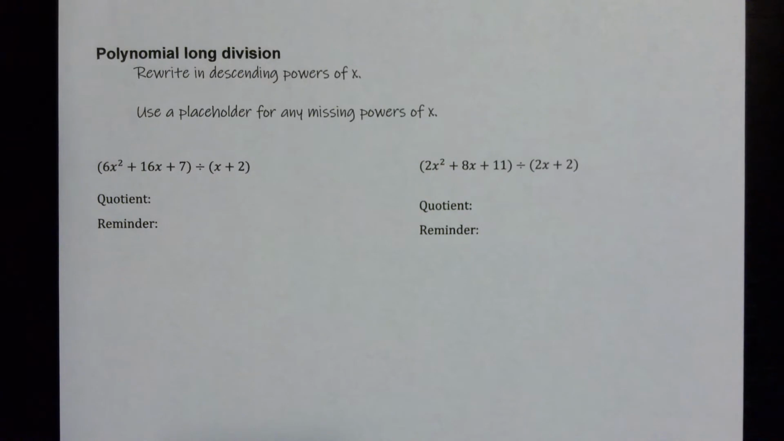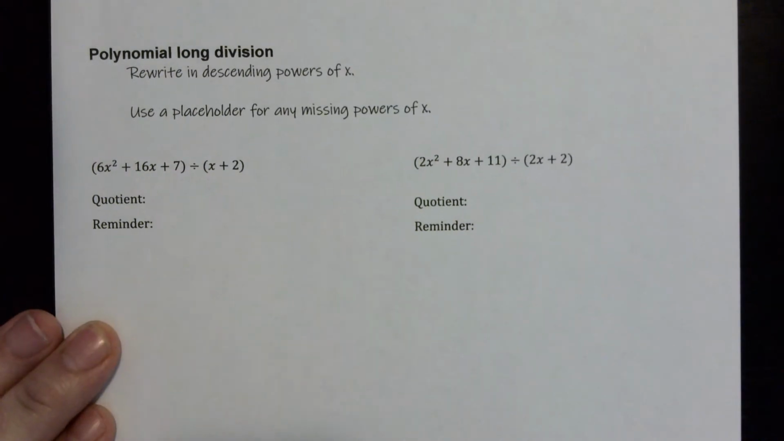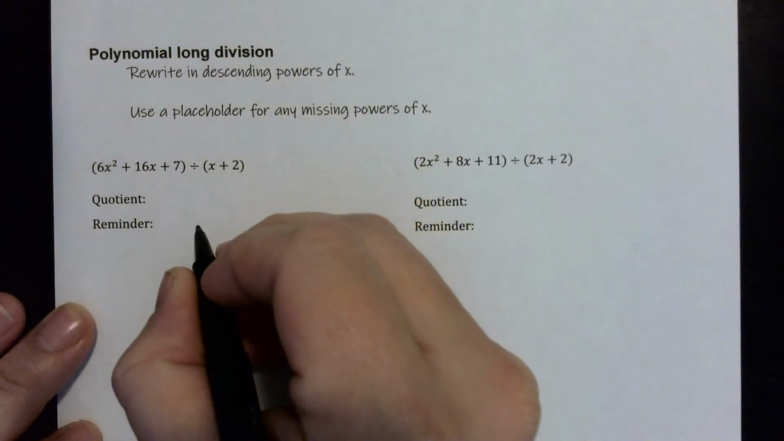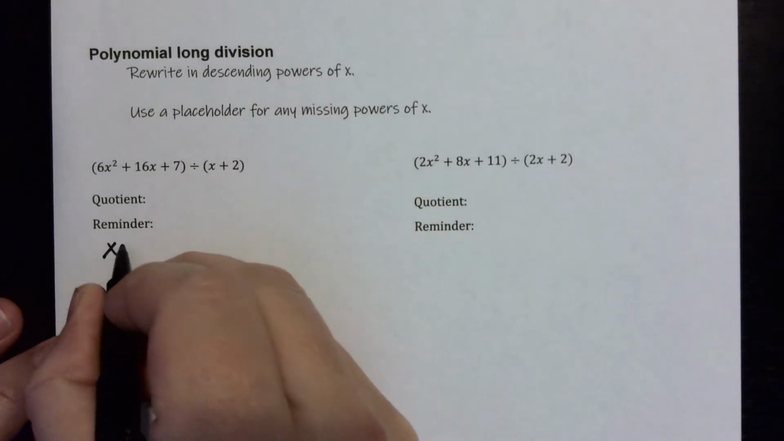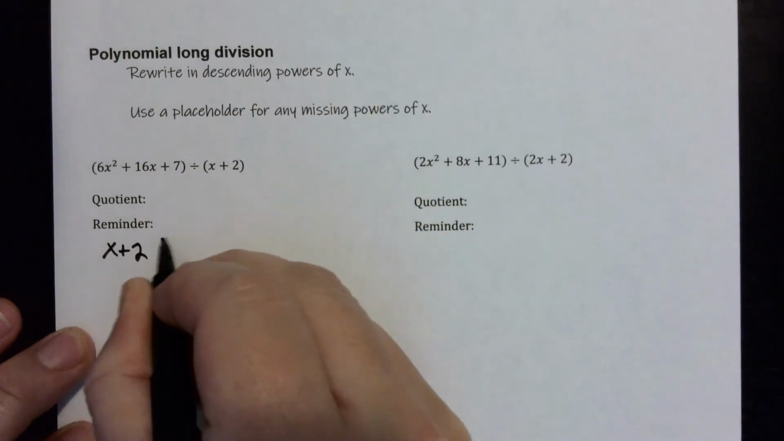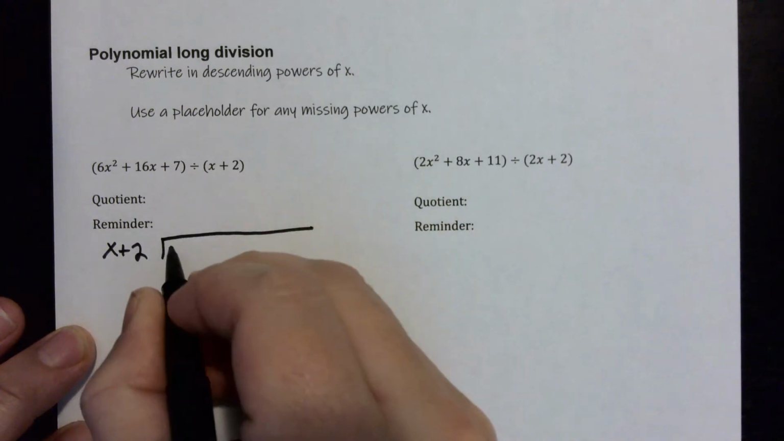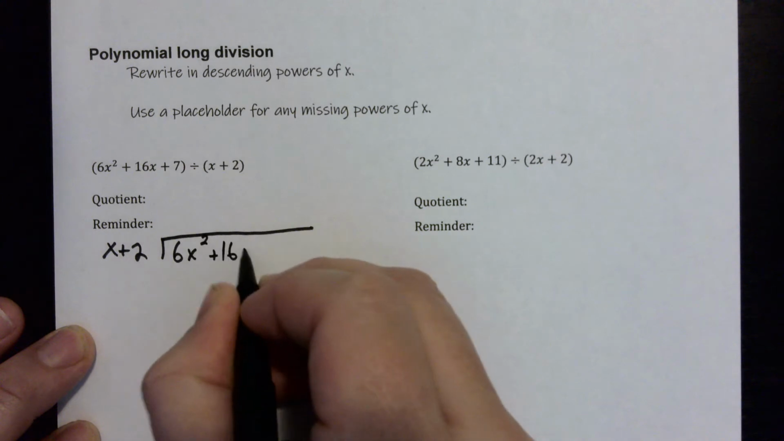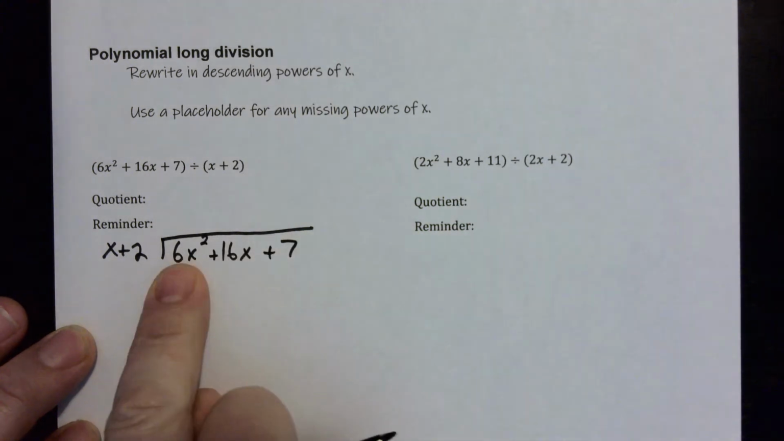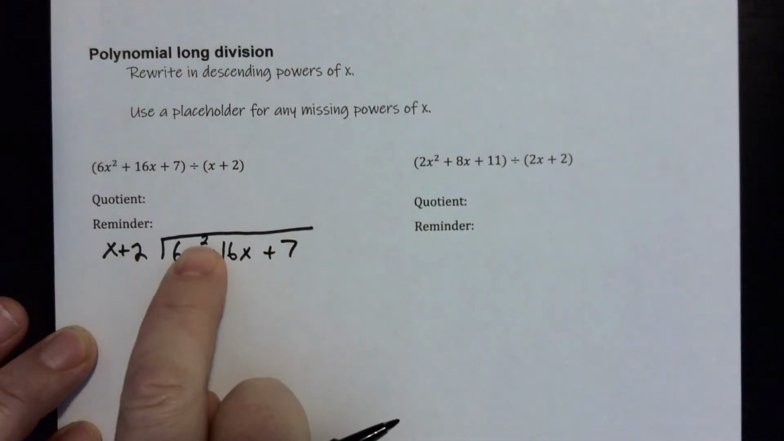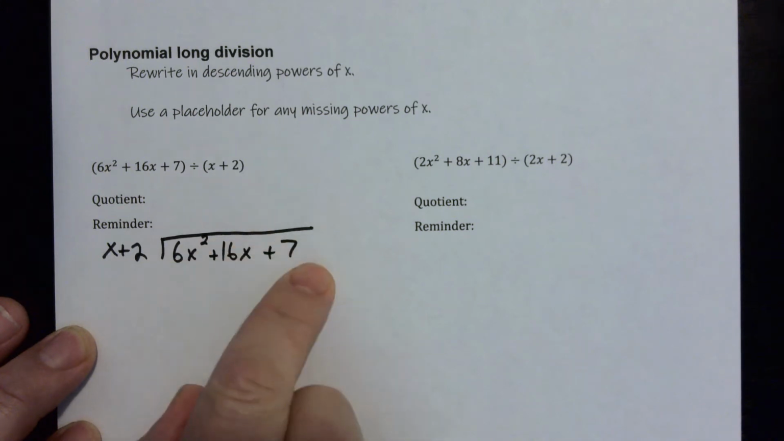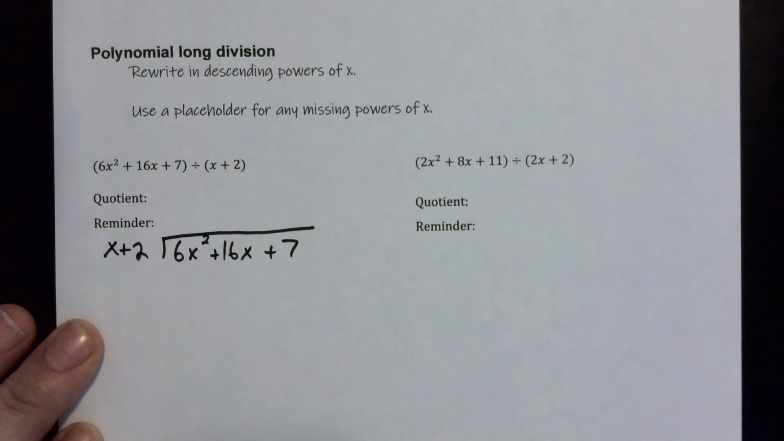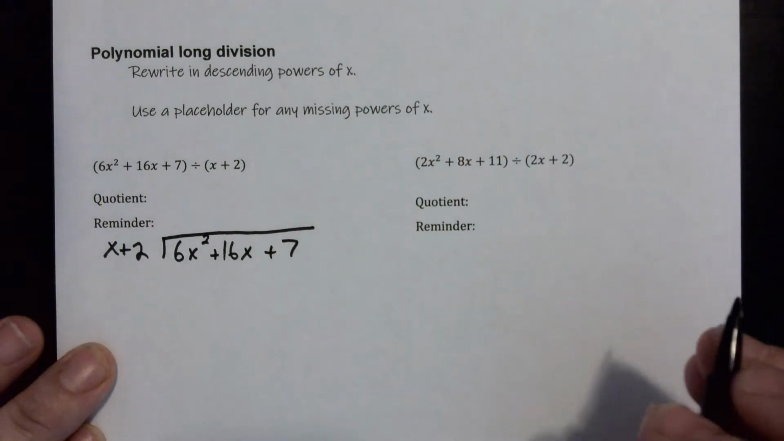So we've got this one where it says 6x squared plus 16x plus 7 is being divided by x plus 2. Okay, so here's how we write it. We put the x plus 2 out front, and then on the inside, we're going to write 6x squared plus 16x plus 7. Now notice there's no missing powers of x. We had a squared, which is the power 2, and then we have a power 1, and then we have the power of 0, which means there's no x at all. So there's no missing ones. They're in the correct order, so let's begin.